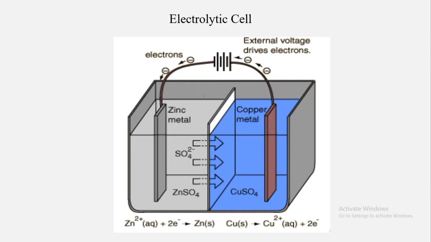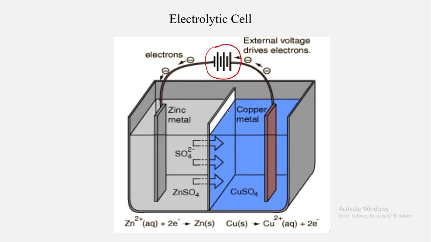So this is an electrolytic cell. An electrolytic cell is an electrochemical cell that undergoes a redox reaction when electrical current or electrical energy is applied. So we apply electrical energy, and what it does is convert the electrical energy to chemical energy.